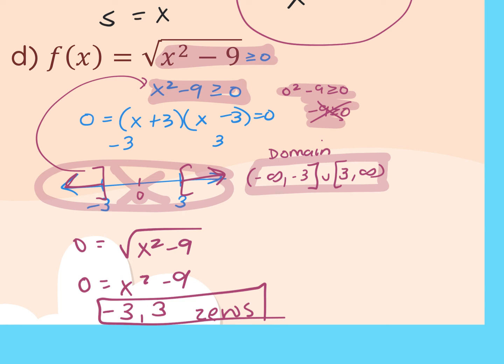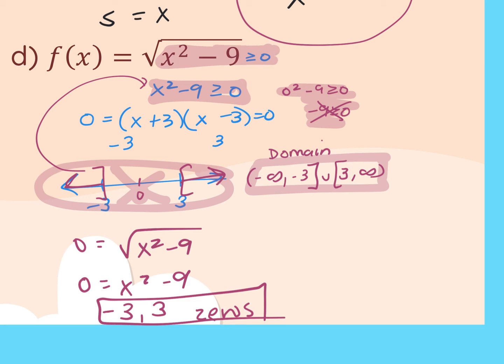When you're plugging back in 0, do you plug it in without the square root? You plug it in without the square root, because the restriction is that x squared minus 9 has to be greater than or equal to 0. That's how we set it up to begin with. And then to find the zeros, I say 0 equals the square root of x squared minus 9, square both sides, the square root goes away, and then I know I have those same two zeros, negative 3 and positive 3.